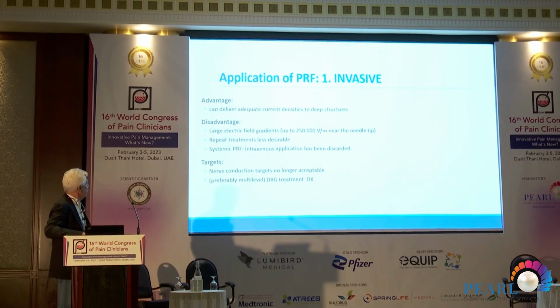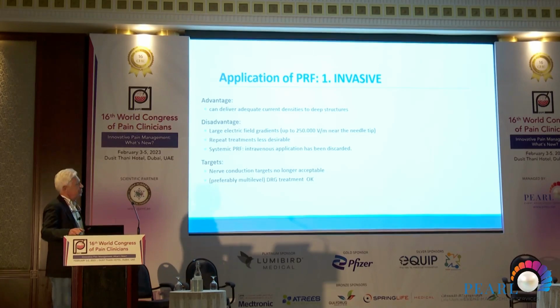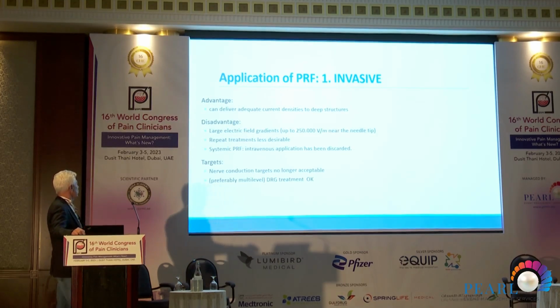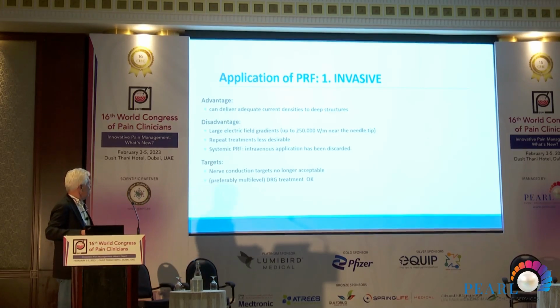The advantage of PRF is that you can do it invasive and you can do it transcutaneous. The advantage is it can deliver adequate current densities to the obstructors. The disadvantage is that with a large electric field, when you do it too close to the nerve, it will be a very high electric field, and then it can be damaging. Repeat treatments are less desirable, and systemic intravenous PRF has been discarded. Nerve conduction targets are no longer acceptable. If you do an ERT, it is preferable to do it multi-level.